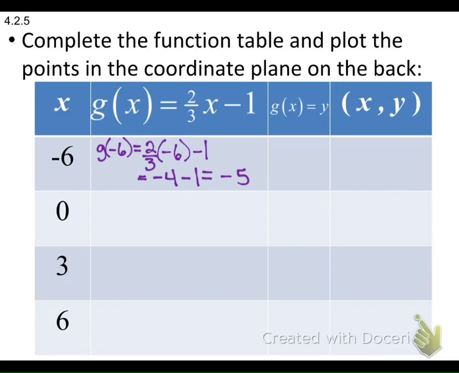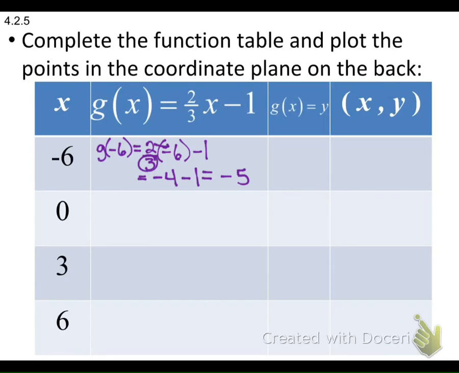Okay, so you can either use your calculator and take the fraction times a whole number, or the shortcut, in my opinion. You're going to take your numerator times your whole number, so 2 times negative 6, and you get negative 12. And then you'll take negative 12 divided by 3 and get negative 4. So then negative 4 minus 1 is negative 5. So our output is negative 5.